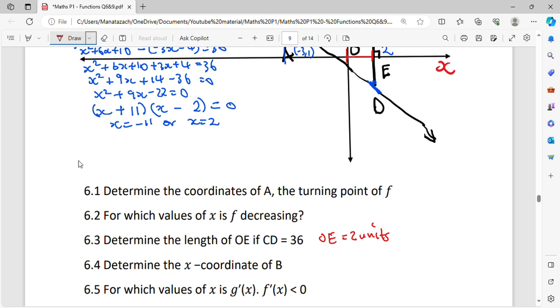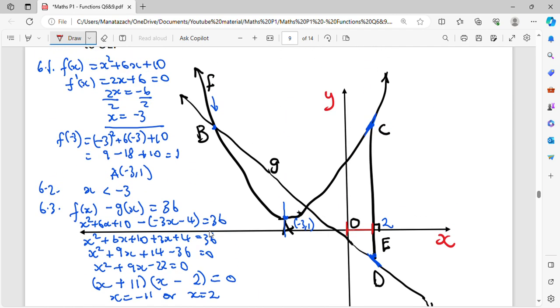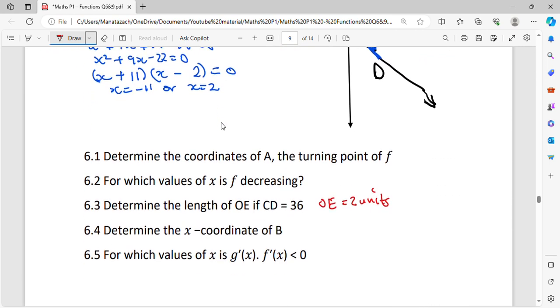Okay, so let's do the next question. Determine the x-coordinate of B. Okay, B is the point of intersection between graph f and g. So we will say where two graphs intersect, they are equal. Okay, so let's just replace the numbers here.